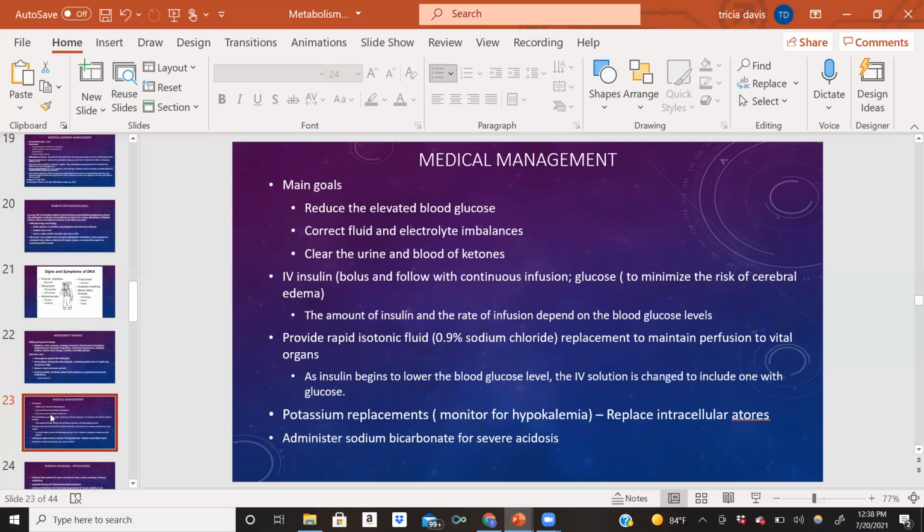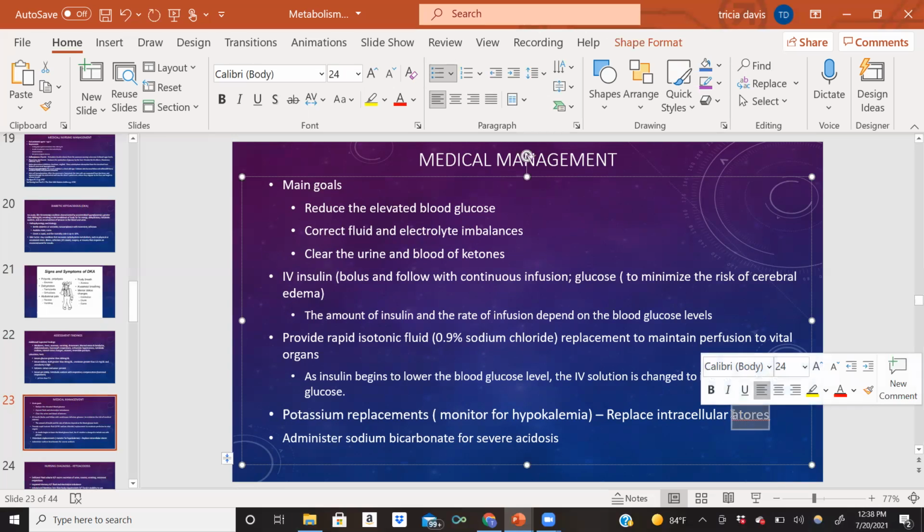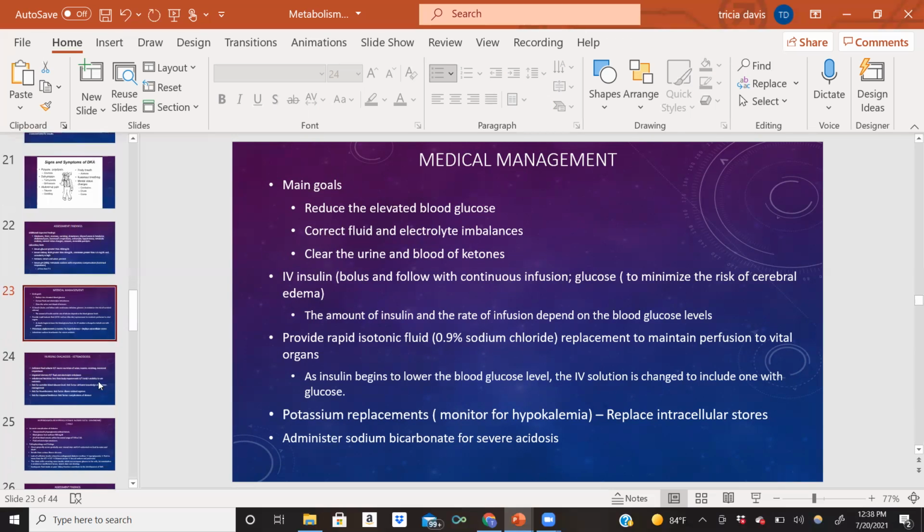We're going to monitor our patient for hypokalemia. So you guys would want to go back to your homeostasis slides and freshen up on what these signs and symptoms of hypokalemia would be. And we are going to really concentrate on replacing those intracellular storage of our K. And we might have to administer sodium bicarb for severe acidosis.